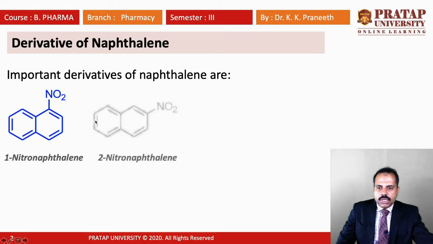Similarly, we can also get the naphthalene derivative with the nitro group in the second position, the 2-nitronaphthalene, or beta-nitronaphthalene. This is the second position. This is the structure of beta-nitronaphthalene. So, you can see the nitro group is attached here in the first position, and in the case of beta-nitronaphthalene or 2-nitronaphthalene, this nitro group is attached in the second position.